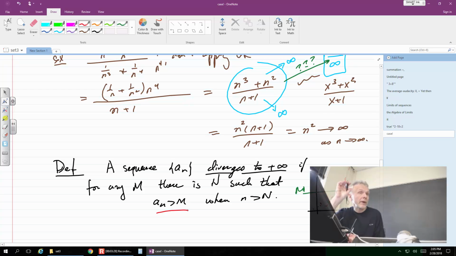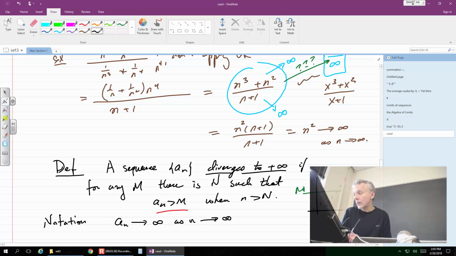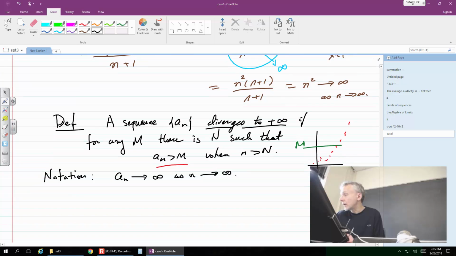Okay, so we'll go through every ceiling imaginable, and the notation for this statement is a_n arrow infinity as n goes to infinity, or once again with the limit notation that we have used before. Okay, so that is a very specific definition.